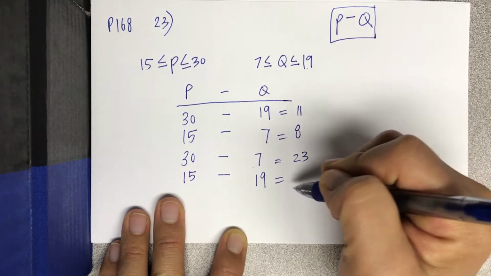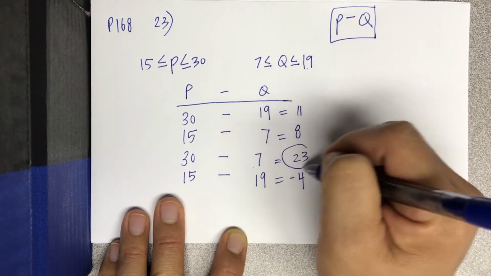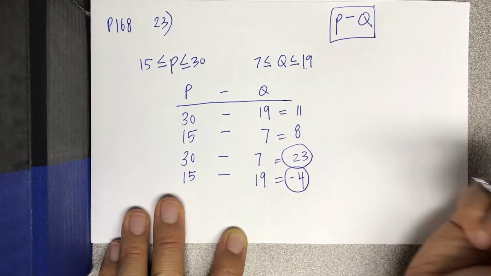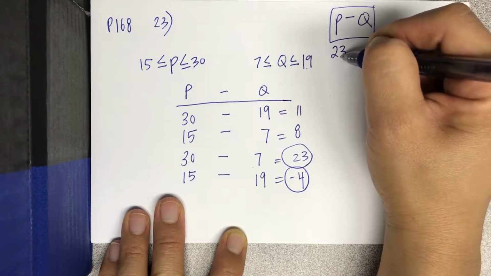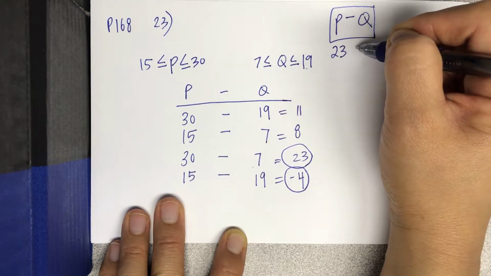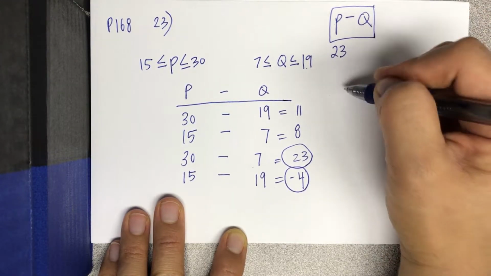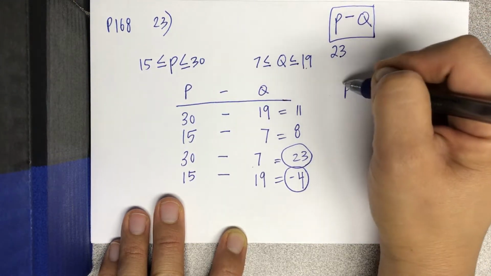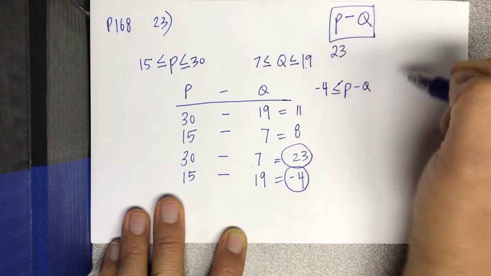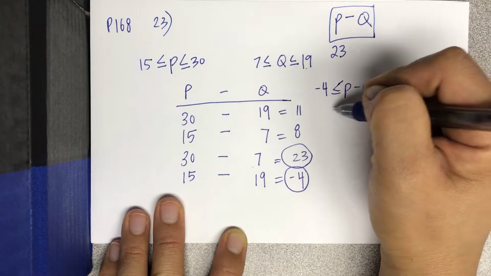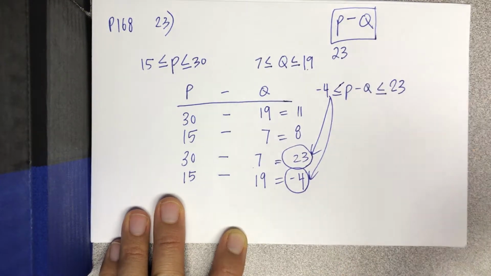15 minus 19 is -4. What are my highest and lowest numbers? It's going to be 23 and -4. Therefore, the numbers P minus Q could be anywhere between -4 and as big as 23.